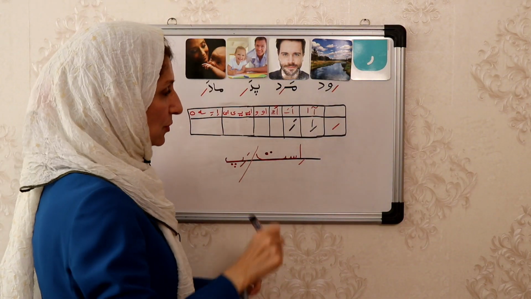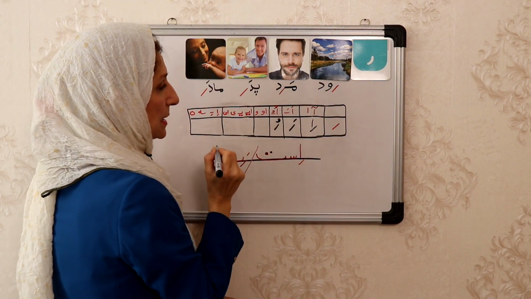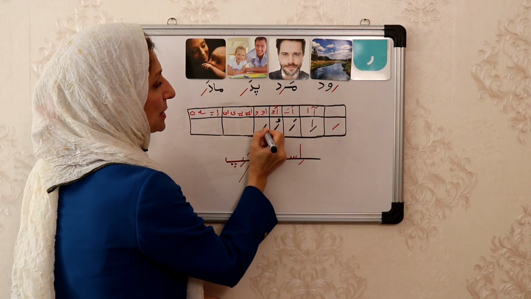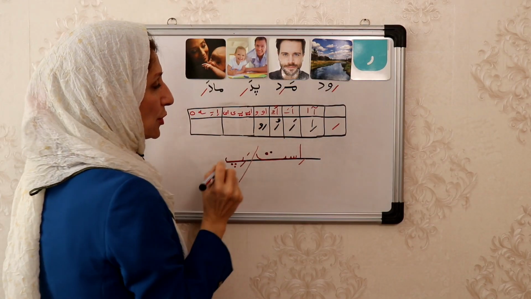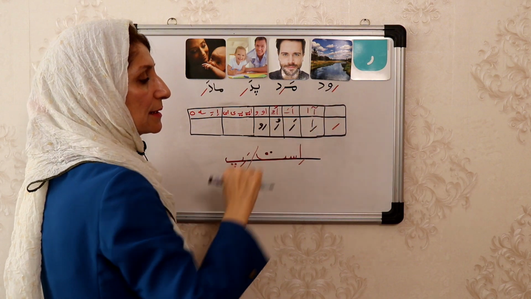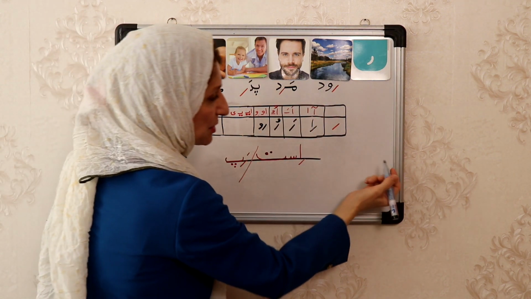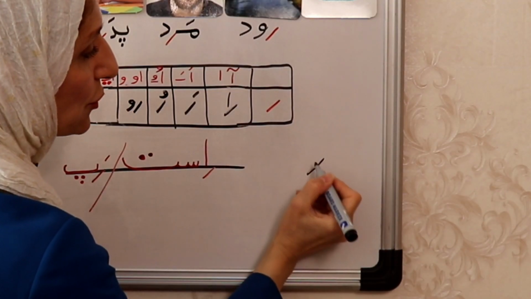Re and o will be ro. Re and u will be ru. Ru, like rud. Rud. Let me write it here. Rud.